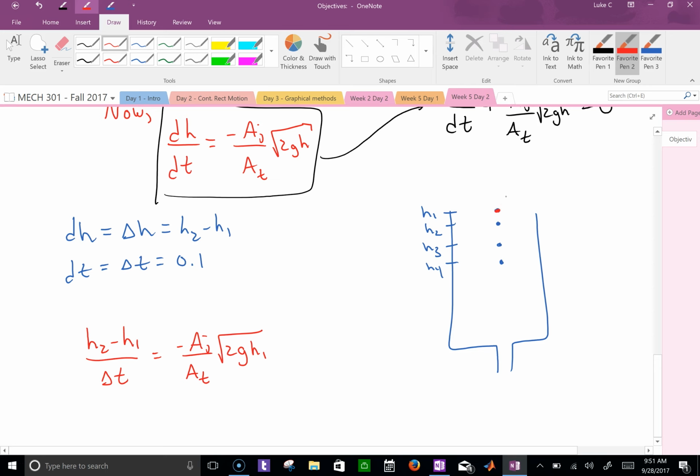I haven't done anything drastic so far, right? H1 is our initial value. So if you notice, we know this, right? We know all these, and we pick that. What are we going to do to this? We're going to rearrange and solve for H2.